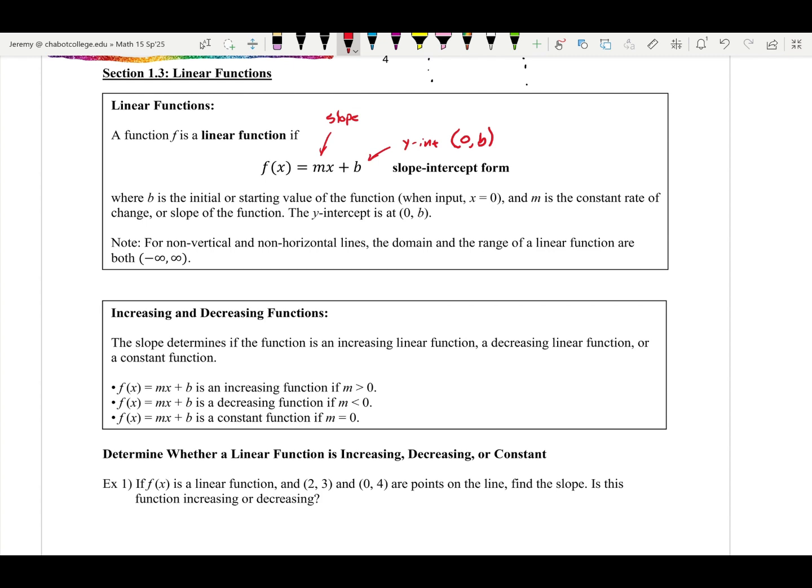Our method for graphing a function when it's given in this form is we usually find b on the y-axis. So b is the initial or starting value of the function that occurs on the y-axis. And then m is the rate of change or the slope of the function. Remember m, this is rise over run.